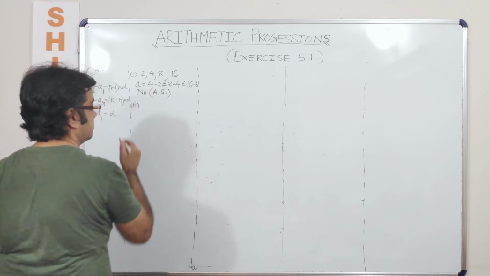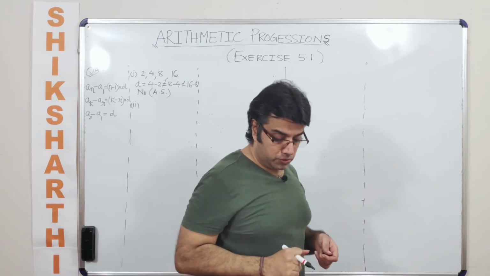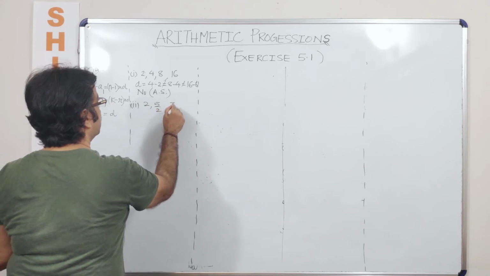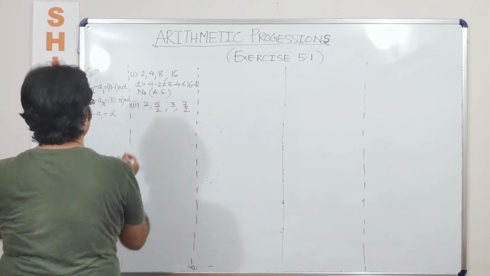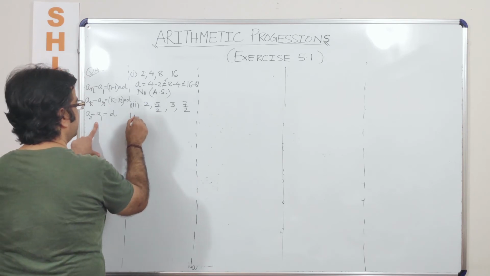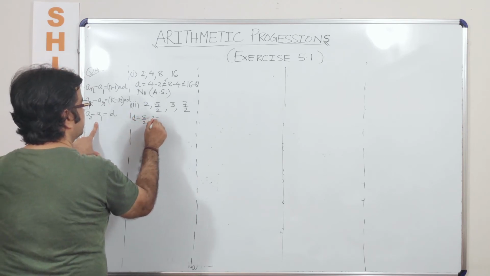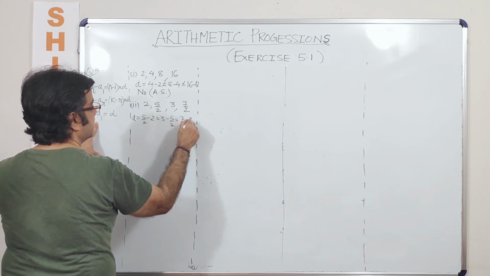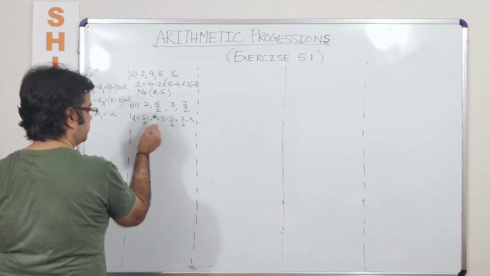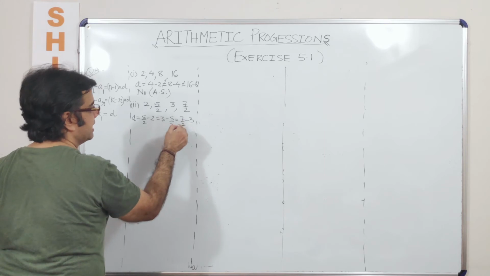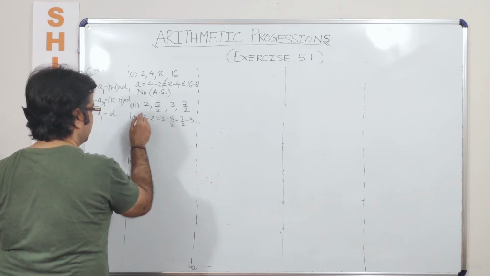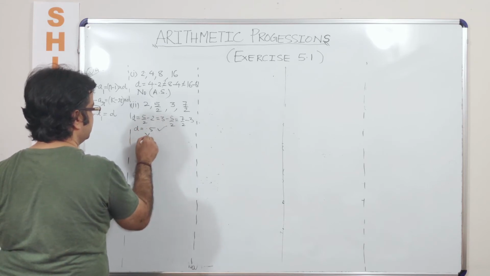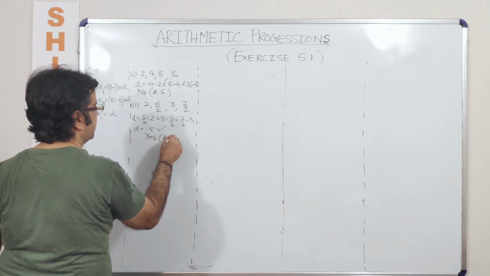Let's see question number 2 or subpart 2. Now the subpart 2 is 2, 5 by 2, 3, next is 7 by 2. The very first thing that you need to check here is, let's see the common difference. So the common difference should be 5 by 2 minus 2, which should be the same as 3 minus 5 by 2, which should be the same as 7 by 2 minus 3. So now in this case, this is 2.5 minus 2 is 0.5, 3 minus 2.5 is 0.5, and 3.5 minus 3 is 0.5. So they have a fixed common difference. And what is the common difference here? 0.5. Is it an arithmetic series? Yes.